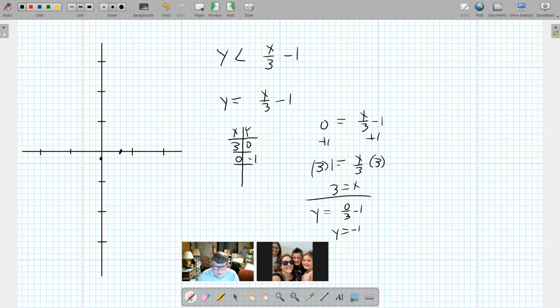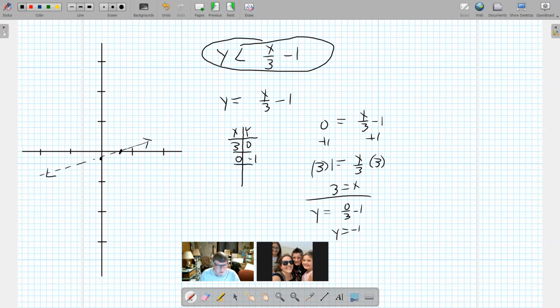And now, this does not include equals, so it's not a solid line, it's a dotted line. Let's see if I can do that. And so there's our dotted line.